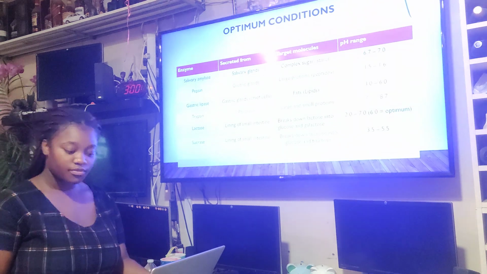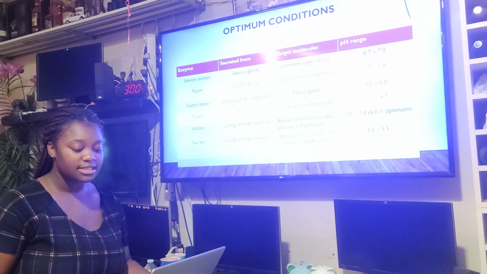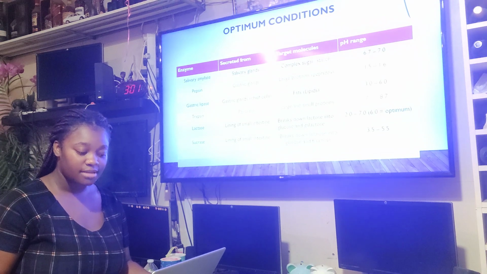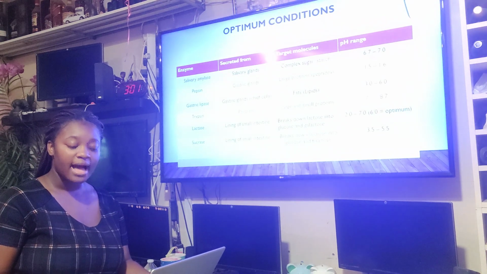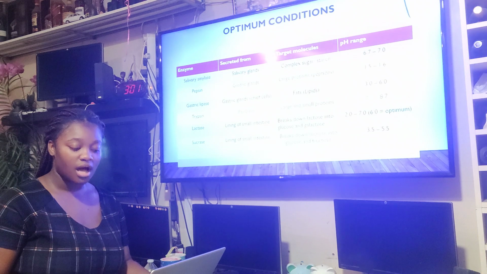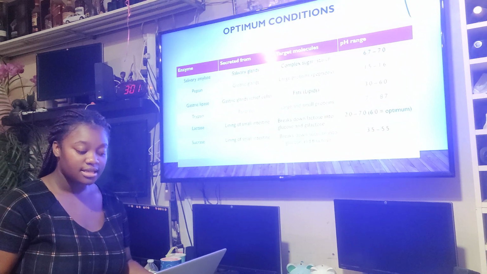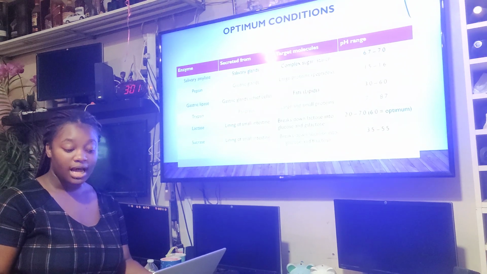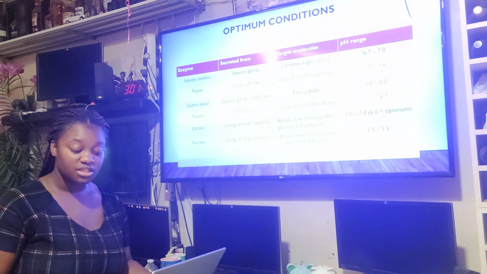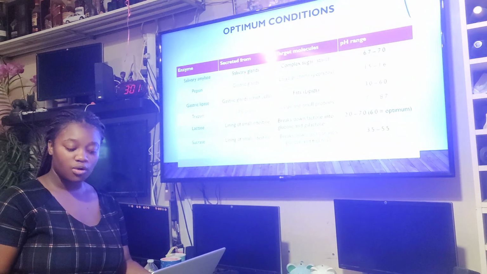Optimal conditions. When an enzyme is in its optimal state, it is most active. The ideal temperature for enzymes in the body is 37 degrees Celsius. However, the ideal temperature varies depending on where the enzymes are located in your body. When the temperature is too hot, enzymes degrade, and when it's too cold, they act slowly.